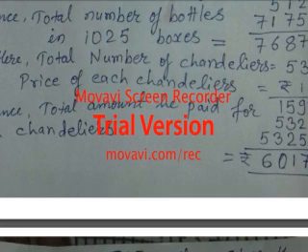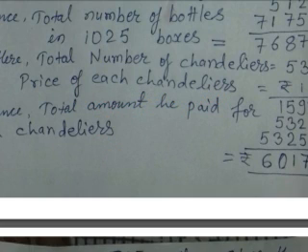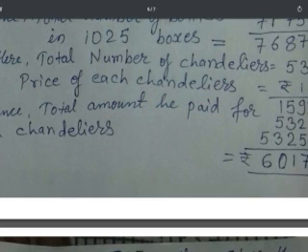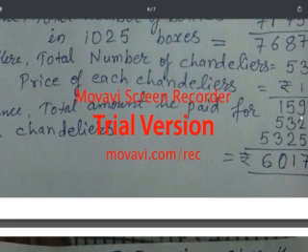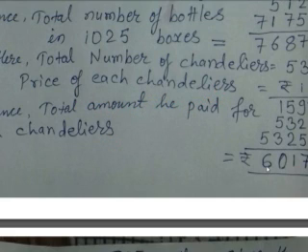So now we will add these all. You can see 5 plus 0 plus 0, it will be 5 only. 7 plus 5 is 12, carry 1. 9 plus 1 is 10, 10 plus 2 is 12, 12 plus 5 is 17, 7, carry 1. 5 plus 1 is 6, 6 plus 3 is 9, 9 plus 2 is 11, carry 1. 1 plus 1 is 2, 2 plus 5 is 7, and 7 plus 3 is 10, carry 1. So 5 plus 1 is 6. So rupees 6,01,725 he had paid for all chandeliers.